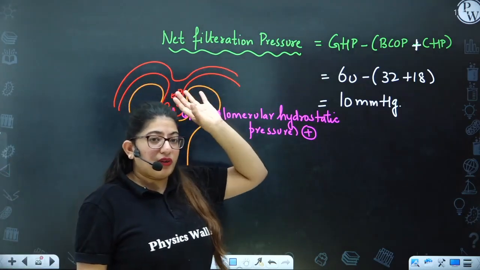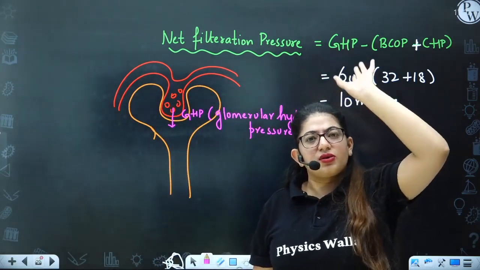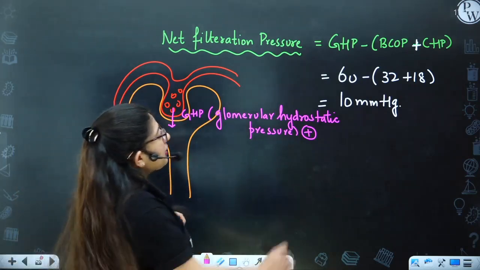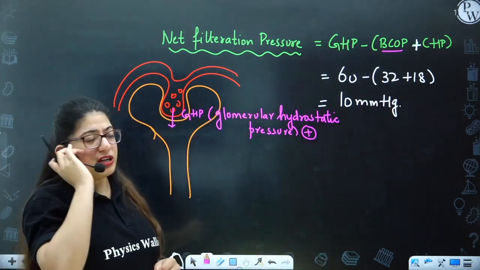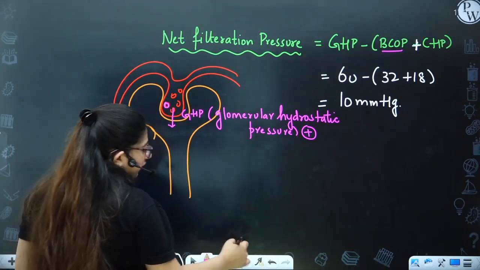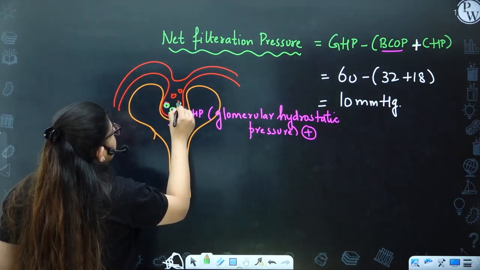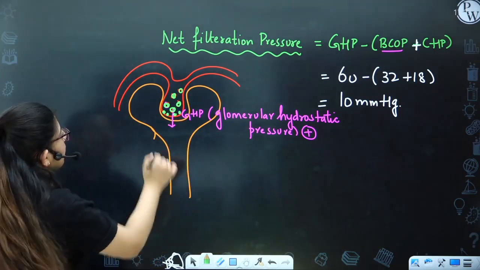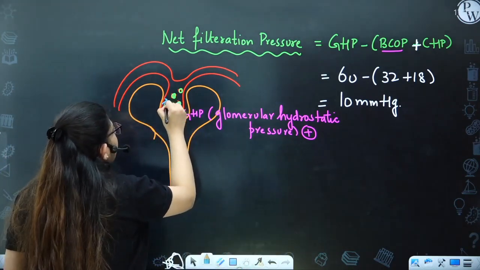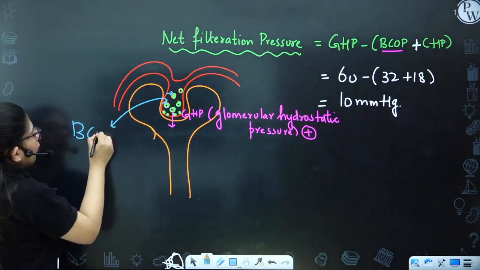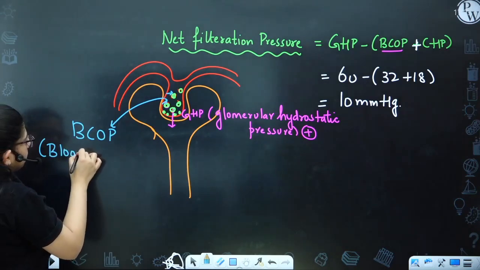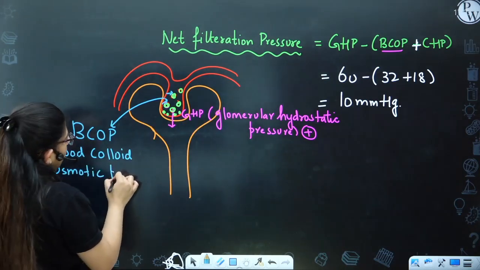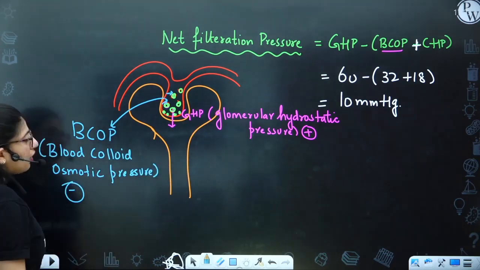But again, when you are doing a good deed, someone will always put up a resistance. So there are two other pressures which put up some resistance. One is the blood colloid osmotic pressure, BCOP. This is a negative pressure exerted by the protein molecules in the blood. These protein molecules will block the filtration membrane and hence resist the filtration. This pressure occurs in the opposite direction like this. Its value is around 32 mm of mercury and it is a negative pressure. Why is this pressure occurring? It is occurring due to colloidal particles in the blood.